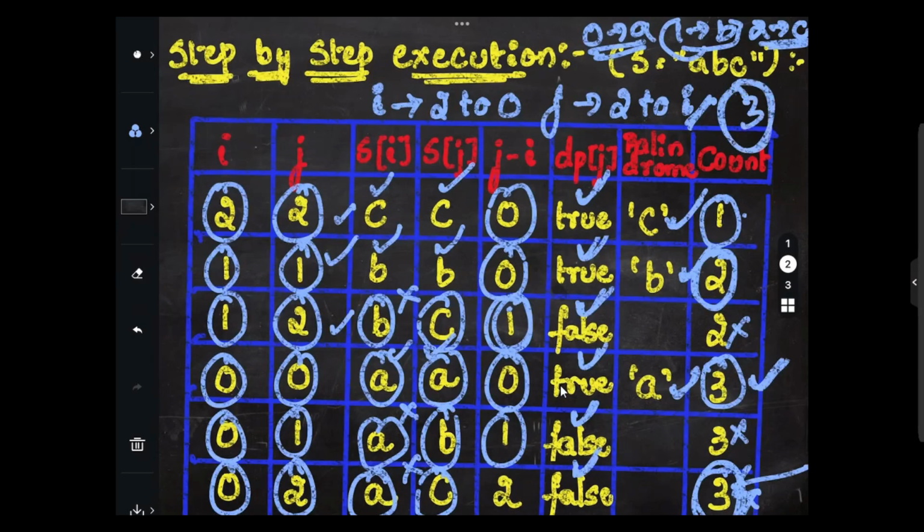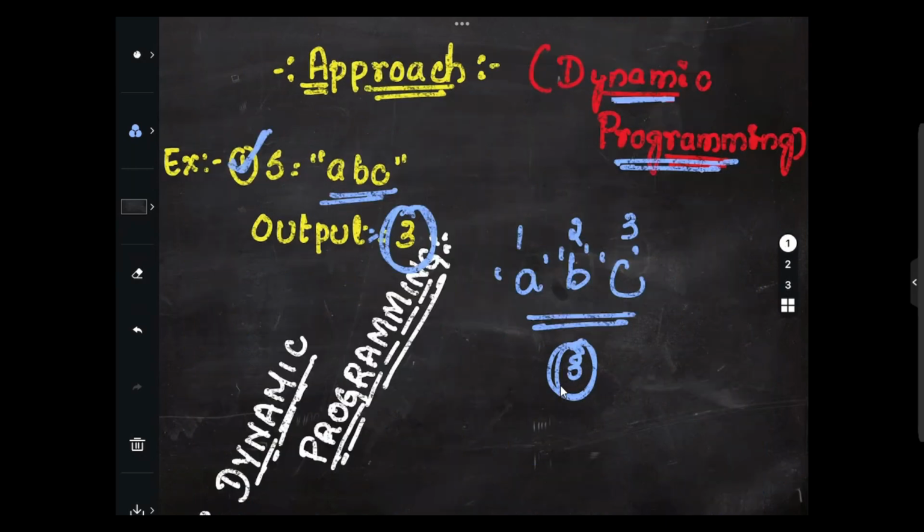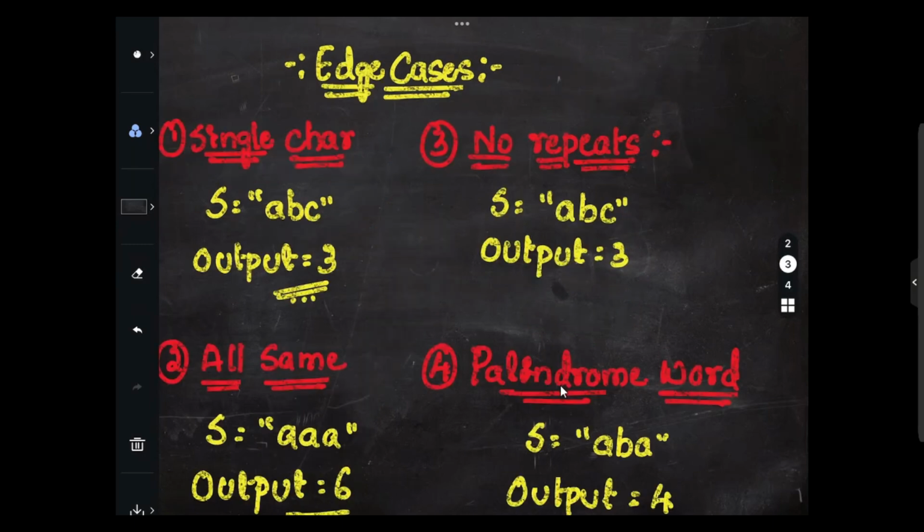The output that we got here is 3, which is equivalent to the output given for example 1 in the question. So the approach works absolutely correctly. Now we are completely familiar with the approach, so let's discuss the edge cases quickly.